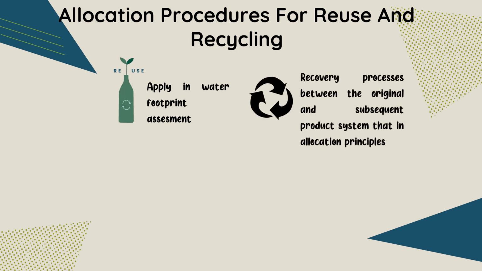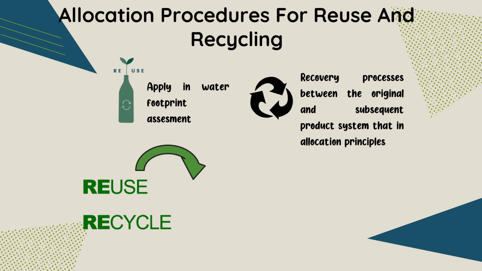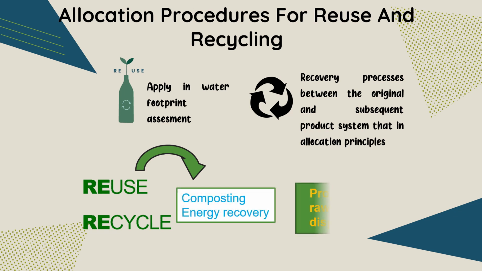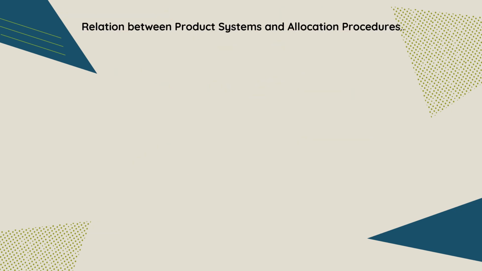For allocation procedure for reuse and recycling, you need to apply in water footprint assessment, recovery process between the original and subsequent product system, that in allocation principle, reuse and recycle, composting, energy recovery process from raw material to disposal. For relation between product system and allocation procedure, you need to focus on product system, and then processing material.